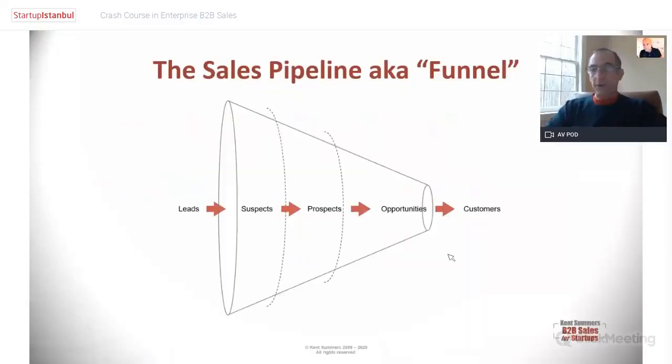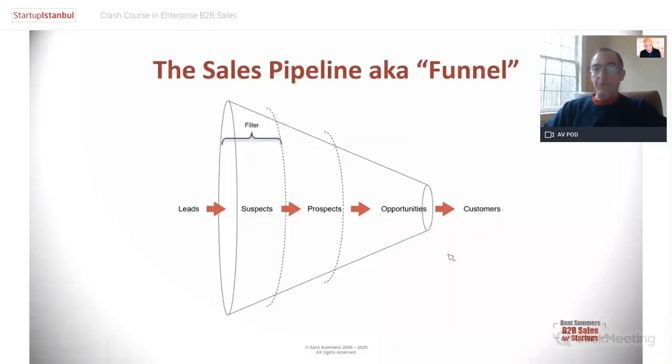All right, so that's it for the customer profile. Let's talk about the pipeline here. You've probably seen this maybe in literature or in class before. It's also called a funnel because it looks like one. And you've got leads coming in the top of the funnel, which go to suspects, then prospects, then opportunities, then, of course, customers out the back end of the funnel.